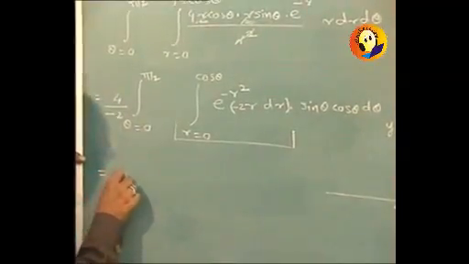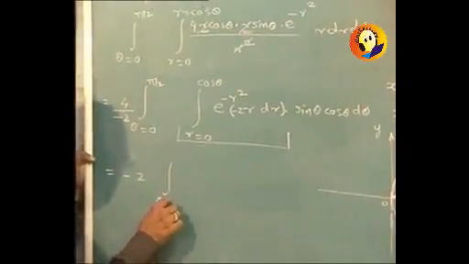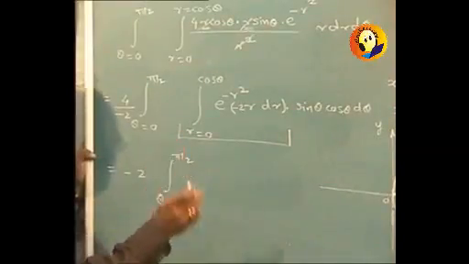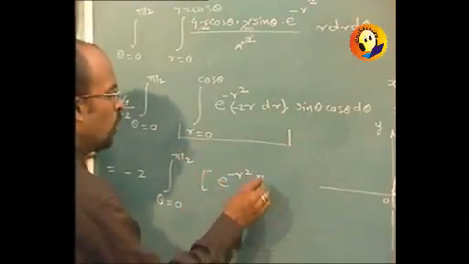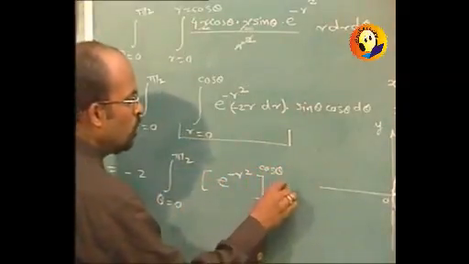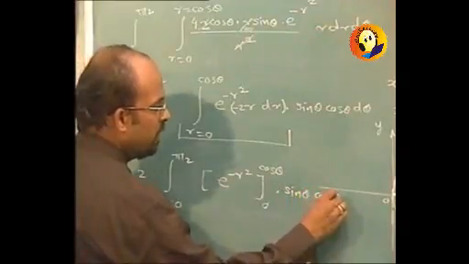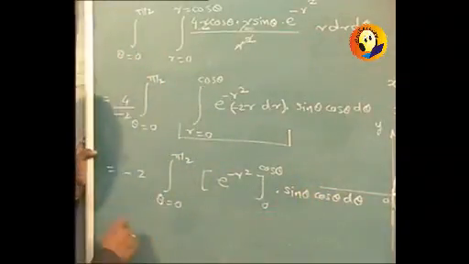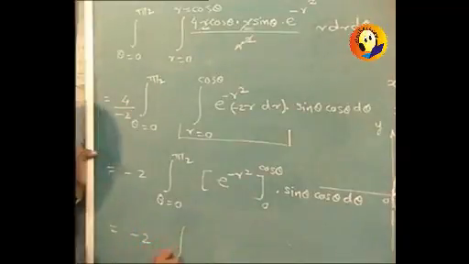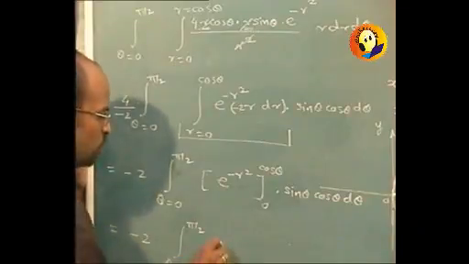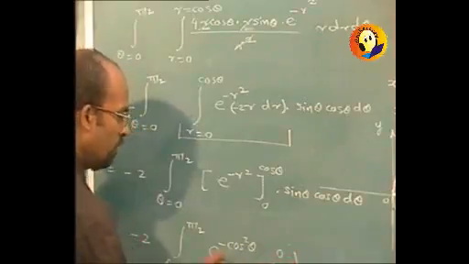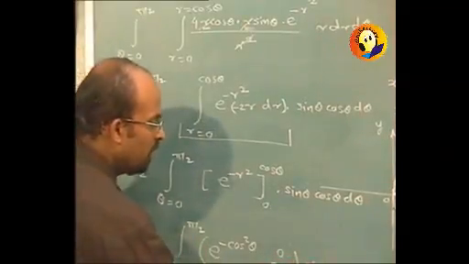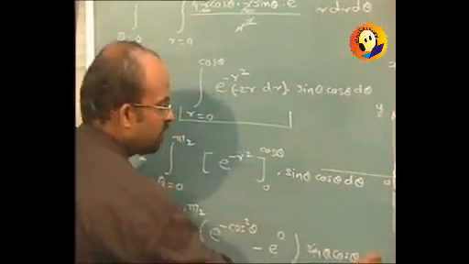And so the integral will be minus twice integral theta equal to 0 to pi by 2. It will be e raised to minus r square within limits 0 to cos theta into sin theta cos theta d theta. When you substitute the limits, it will be minus twice integral theta equal to 0 to pi by 2, e raised to minus cos square theta minus e raised to 0, into sin theta cos theta d theta.